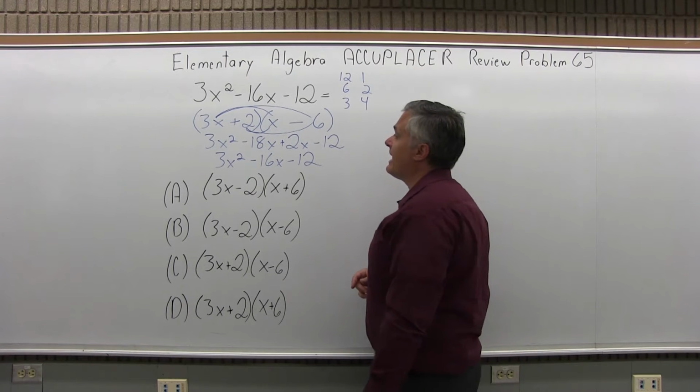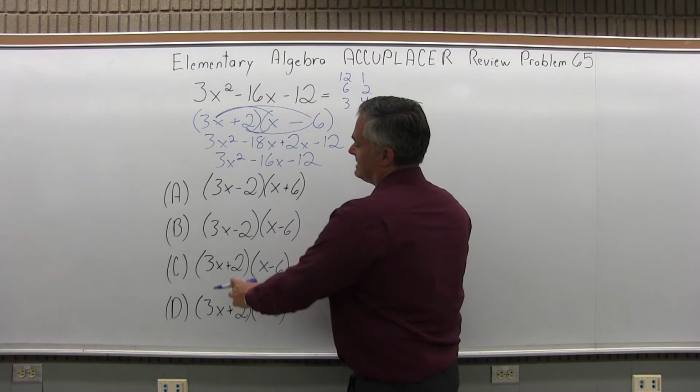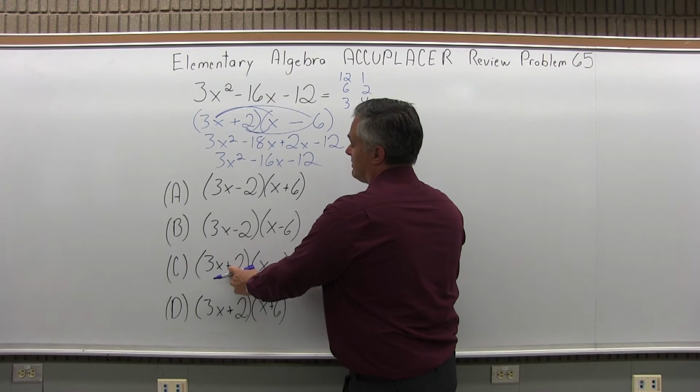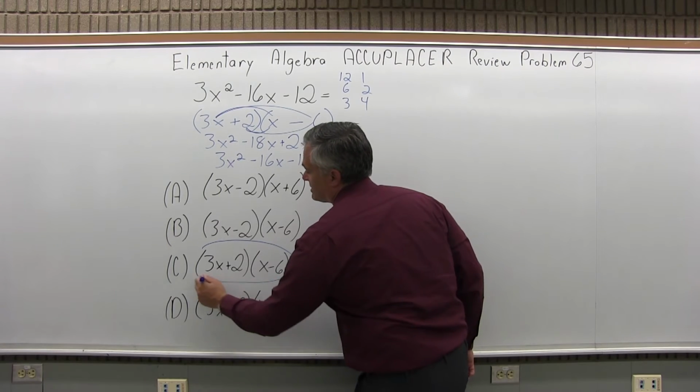And if I look at the potential options, and I get to option C, it's a perfect match. 3x plus 2 times x minus 6, just what I got. So the answer is option C.